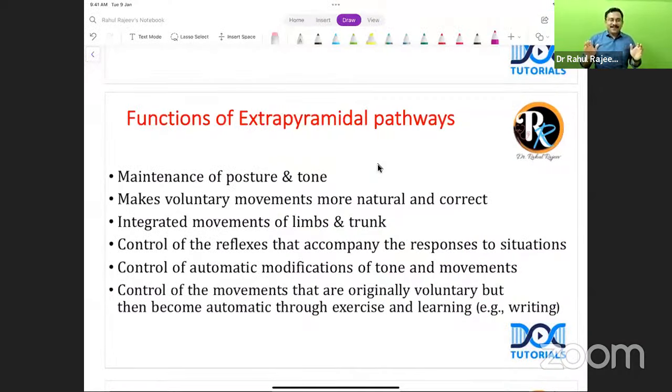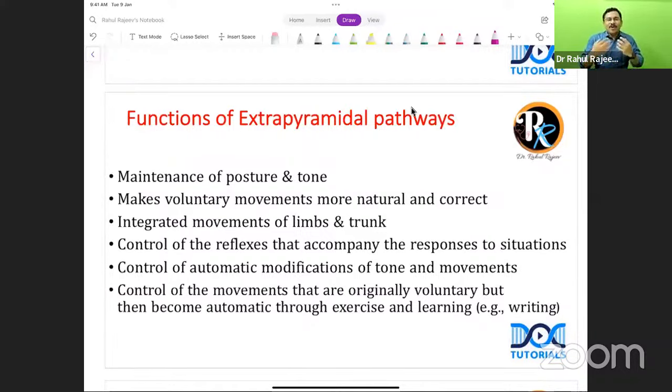Right. Now, fourth function, control of reflexes that accompany response to situations. For example, suppose I am sitting here, and suddenly a big fly comes to me. What is my reflex response? I keep my hand like this, something like that, right? This is a reflex response. So there is an increase in tone as well, right?